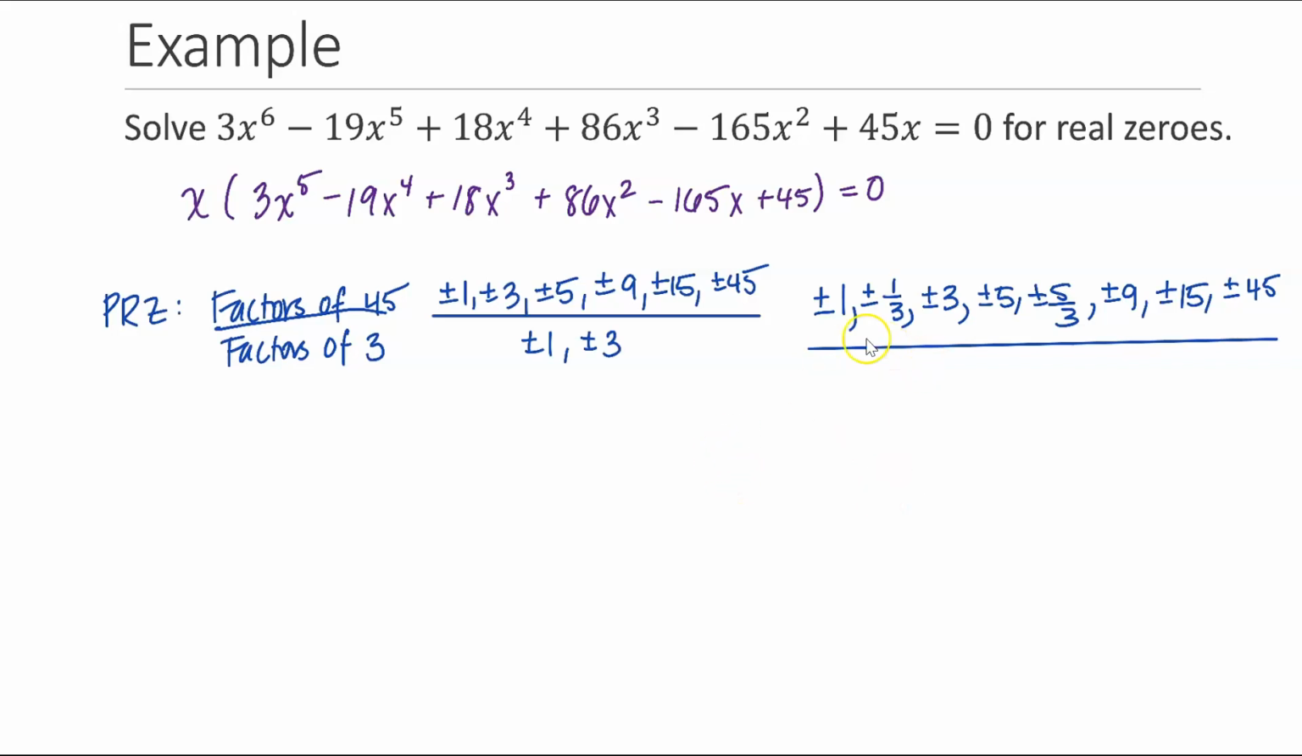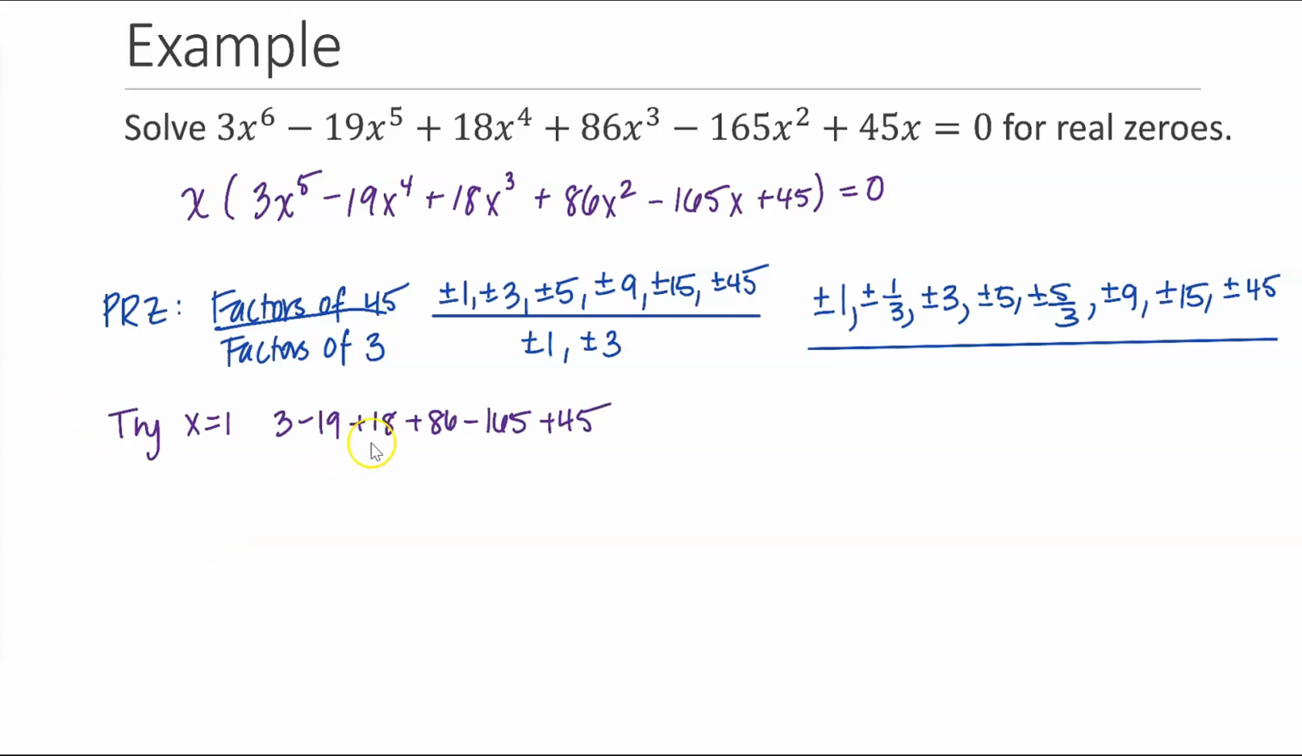All right, so now we can go ahead and move down this list and try to see if any of these are zeros to this polynomial. So remember the 3x to the 5th, the degree 5 polynomial. So we'll go ahead and start trying out some of these values. I can try x equals 1. That's going to be 3 minus 19 plus 18 plus 86 minus 165 plus 45.